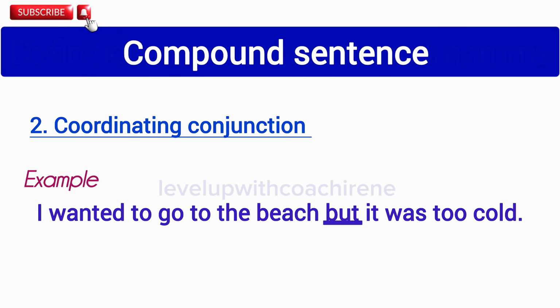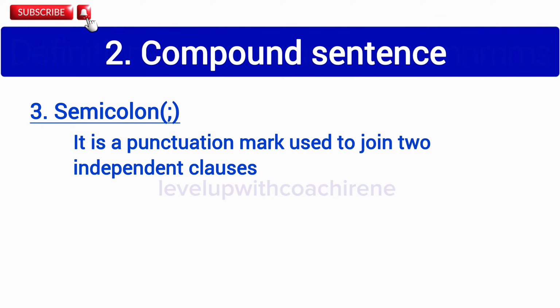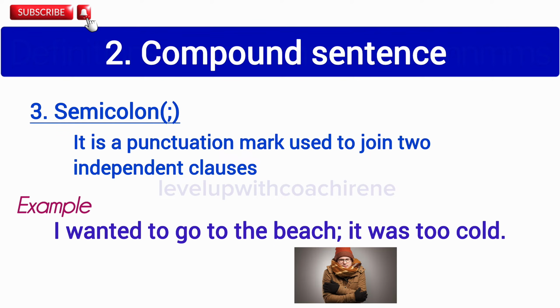Another characteristic of the compound sentence is the use of a semicolon. It is a punctuation mark used to join two independent clauses. For example, I wanted to go to the beach; it was too cold.